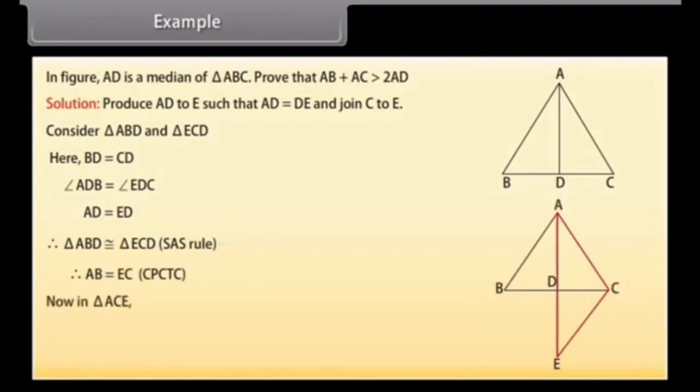Now, in triangle ACE, EC plus AC is greater than AE, or AB plus AC is greater than 2AD, because AD is equal to DE, which implies that AE is equal to 2AD.